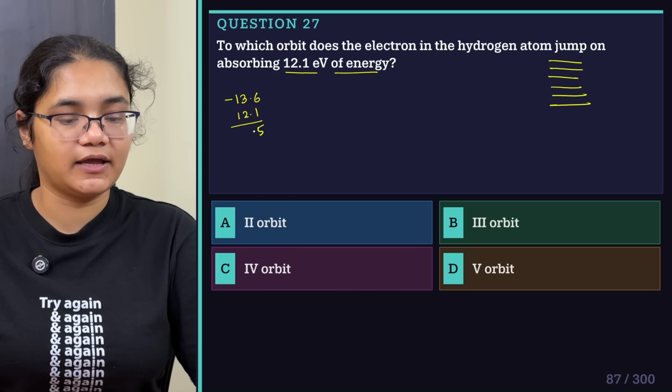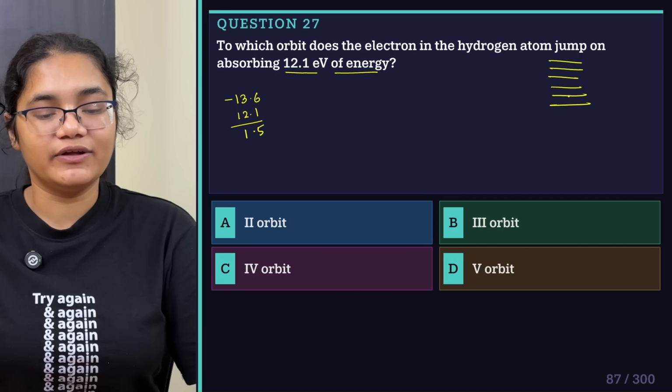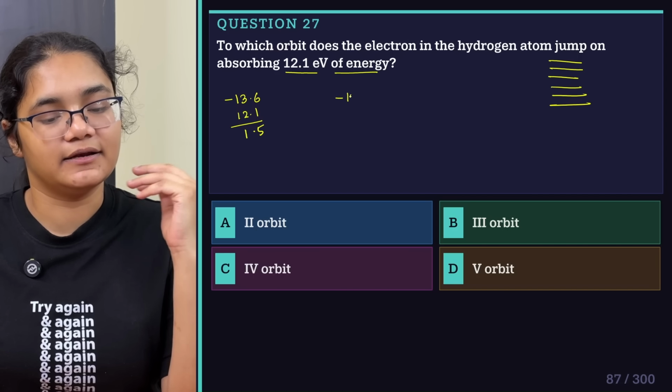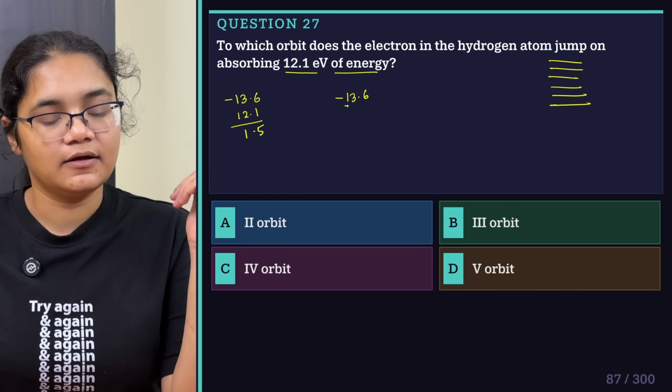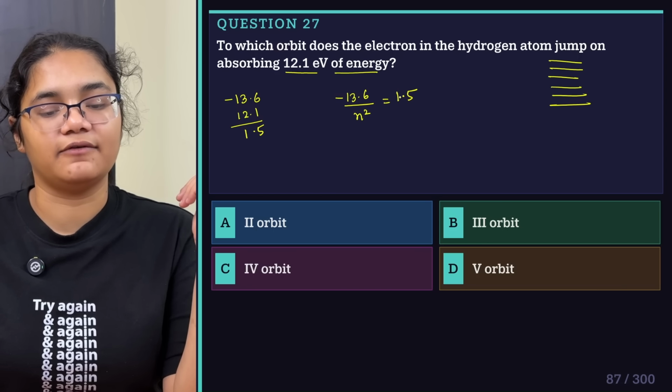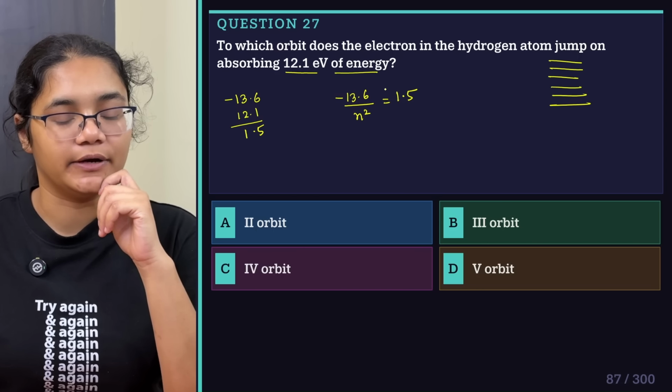6 minus 1, 5, 3, 1.5. Okay, I'll just check the calculation. Yeah, so which energy is having that, like which orbital is having that much energy? So minus 13.6 by n square is equal to 1.5. That is what we have to calculate.